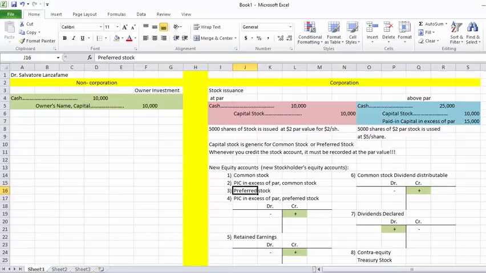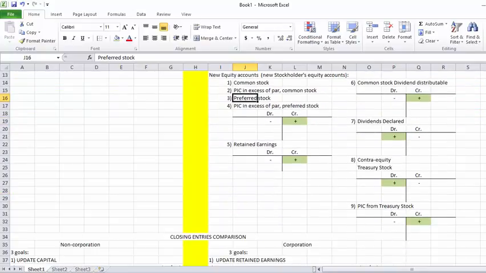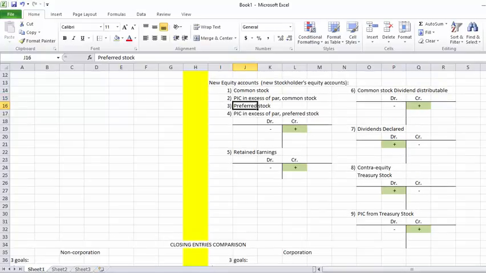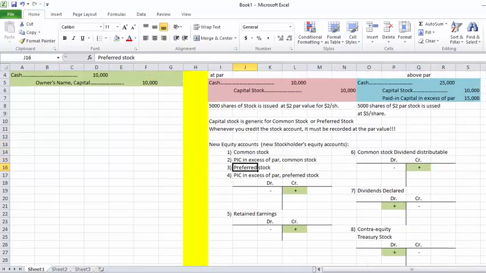Okay, well, I hope these examples helped. I'll be doing another video. In fact, I probably have about 3 more videos coming on corporation transactions.